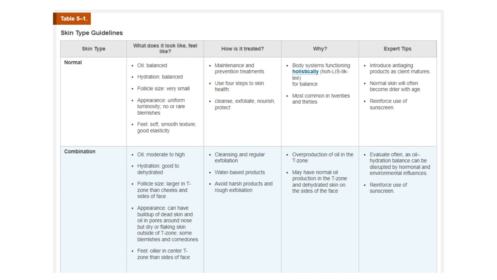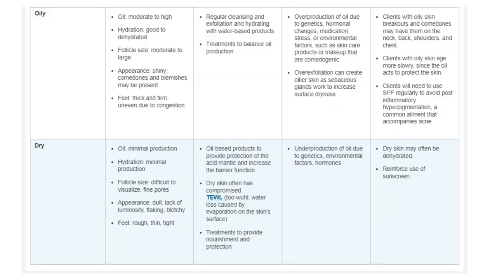How is it treated? Cleansing and regular exfoliation. Water-based products. Avoid harsh products and rough exfoliation. Why? Overproduction of oil in the T-zone. May have normal oil production in the T-zone and dehydrated skin on the sides of the face. Expert tips, evaluate often, as oil hydration balance can be disrupted by hormonal and environmental influences. Reinforce use of sunscreen. Skin type, oily.